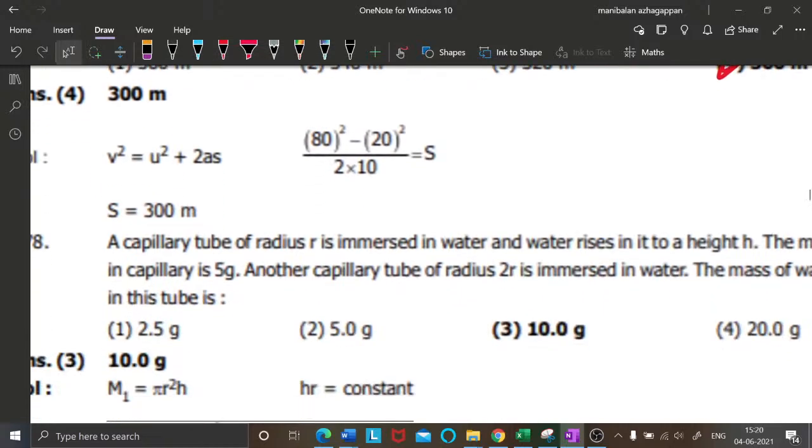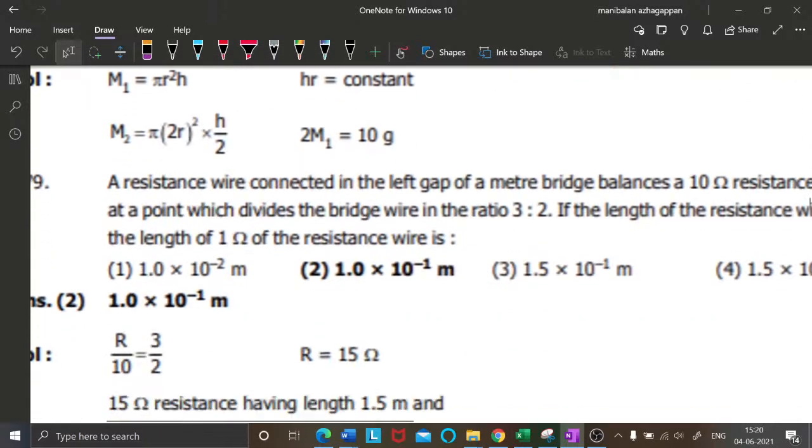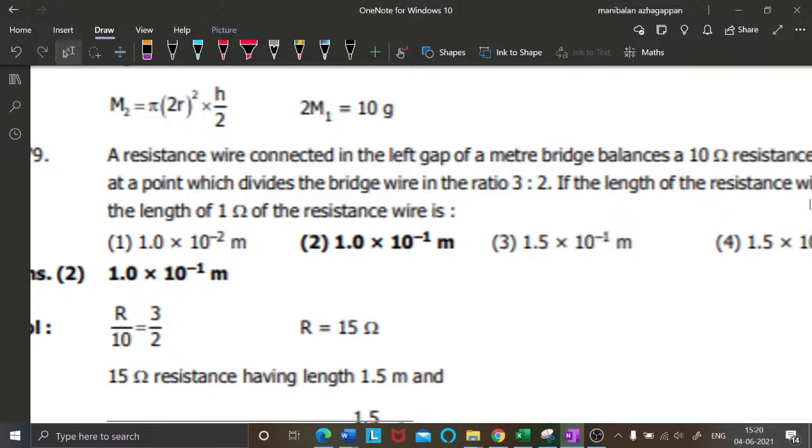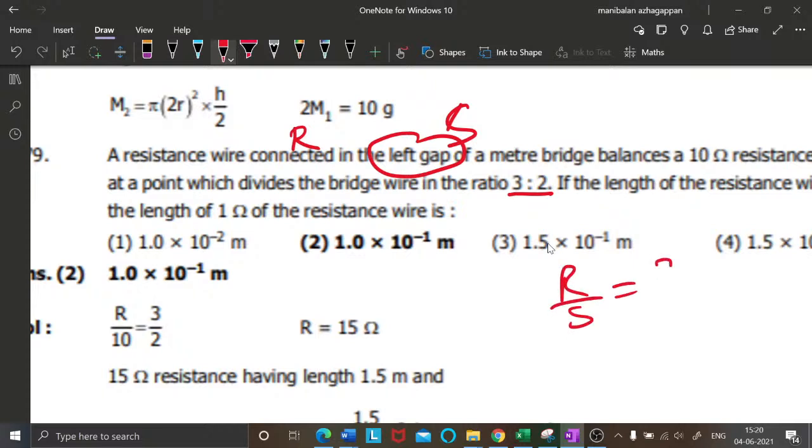Okay, next question. The capillary tube question I'll do afterwards. This one is based on the meter bridge problem. The resistance in the left gap and right gap, we usually take R for the left gap. The length is getting balanced at 3:2. So R by S is equal to P by Q, that's going to be 3/2.